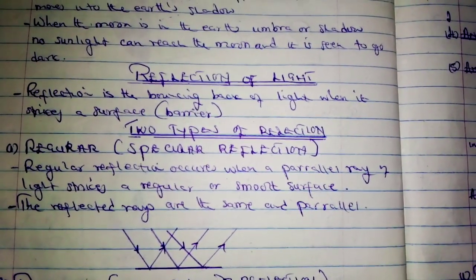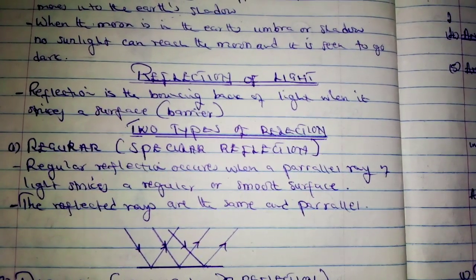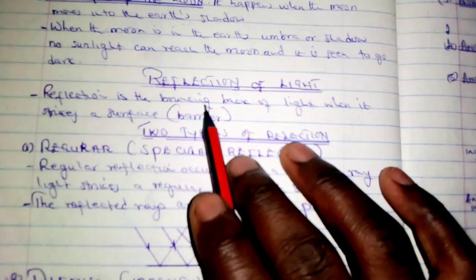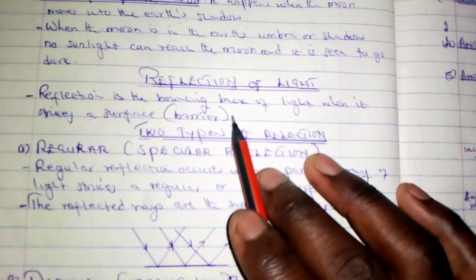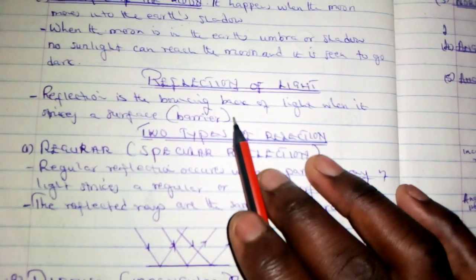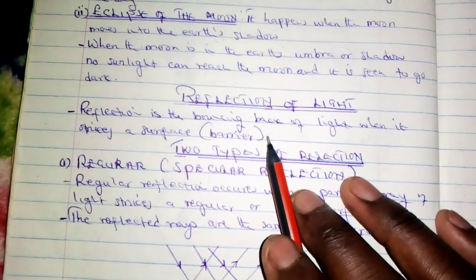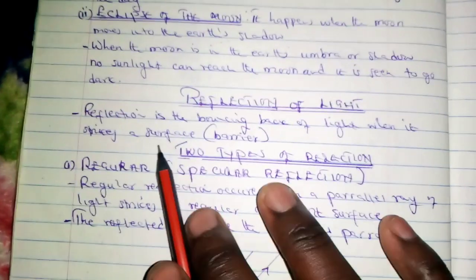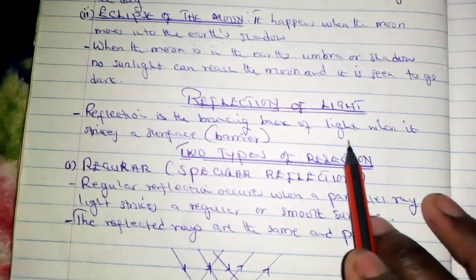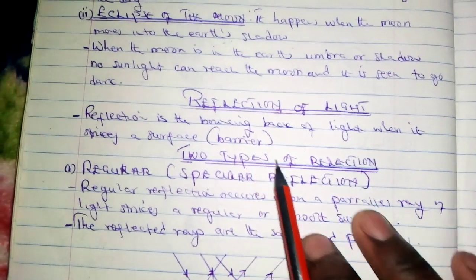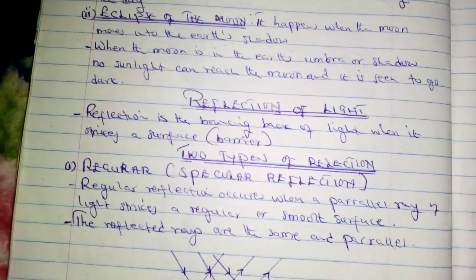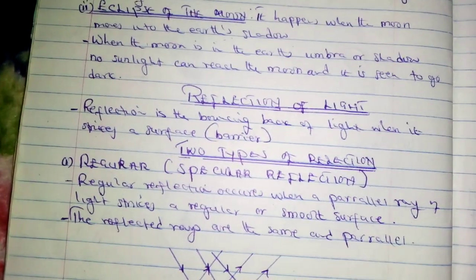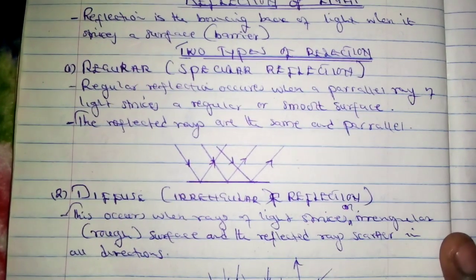Welcome to a section on reflection of light. Now, the word reflection, simply put, means bouncing back. So what happens is when light meets a barrier or a surface, it hits it and then comes back. So we call that reflection of light.